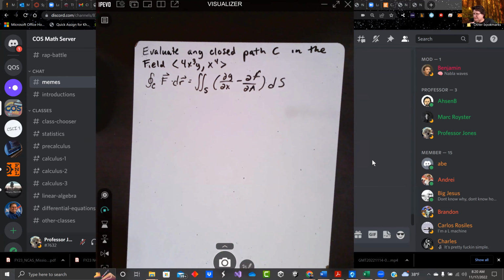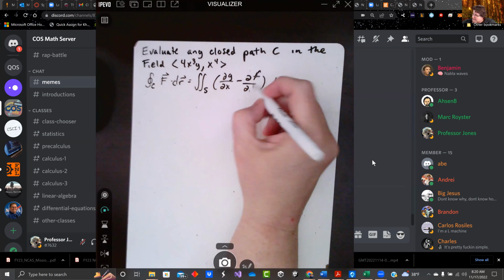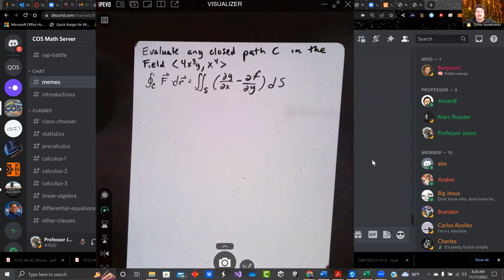And since the path is not specified, the left side really isn't helpful. I mean, we could come up with any path we wanted to. I put dA there. That is not correct. That is dy. We could come up with a path and roll with it, or we could just deal with the right-hand side. So let's do that.